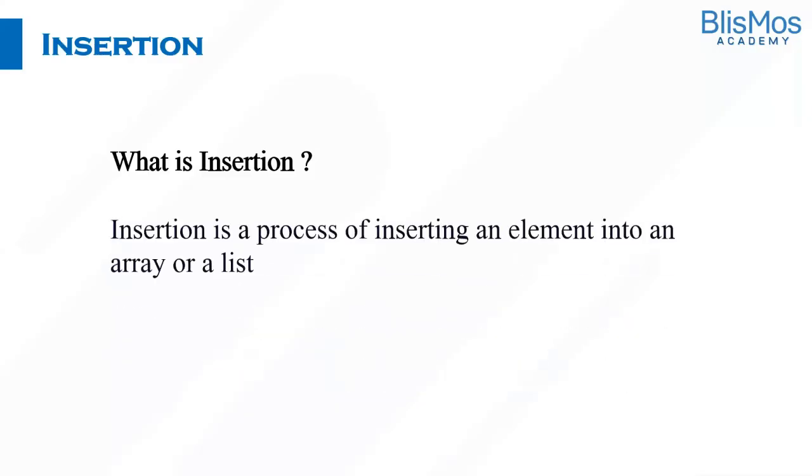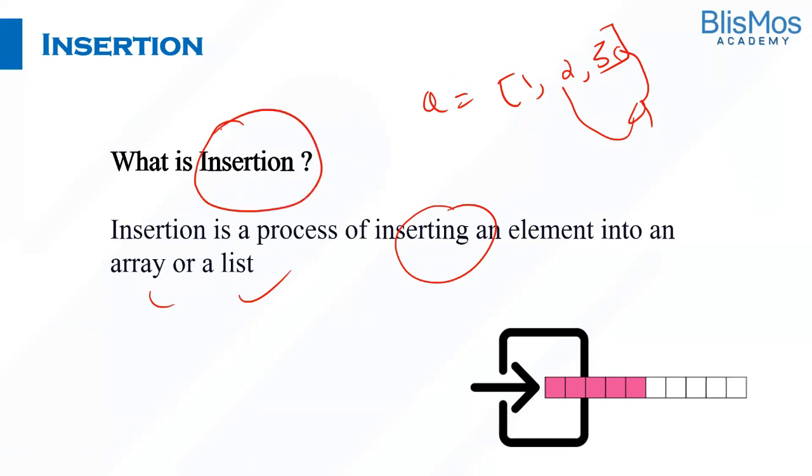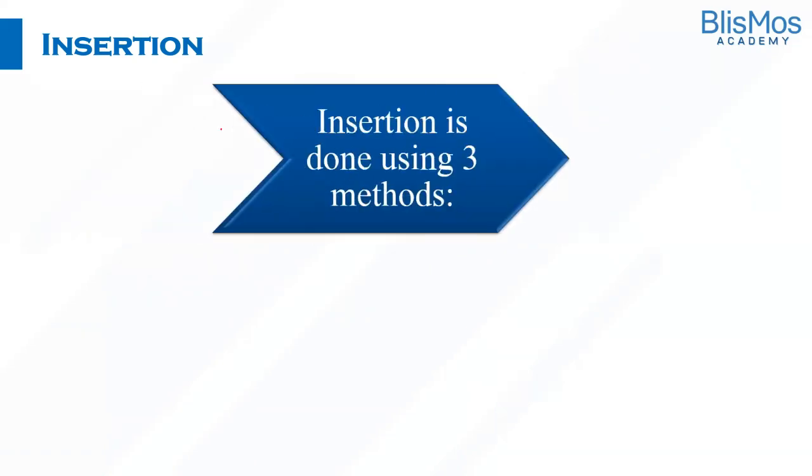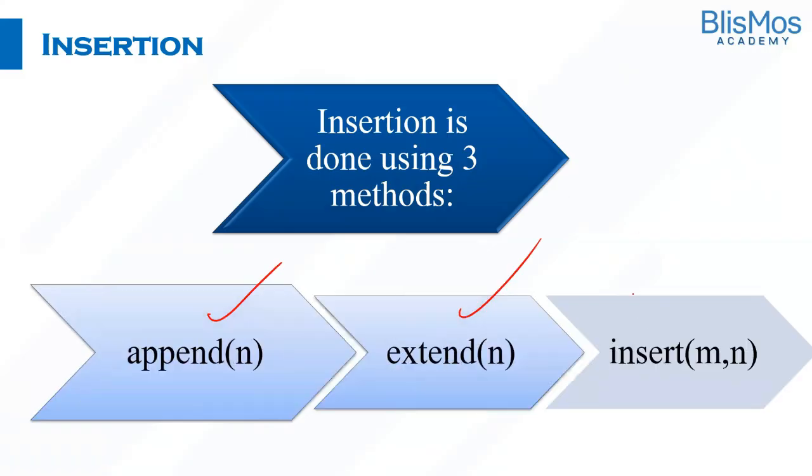If you want to insert elements into array, you need to understand what is insertion. So what is insertion? Insertion is nothing but inserting an element into an array or list. So let us say you have an array with 1, 2, 3. If you want to insert 4 at the end of the array or in the middle of the array, then you have to use insertion methods. In Python, we have 3 insertion methods. One is append, second one is extend, third one is insert.